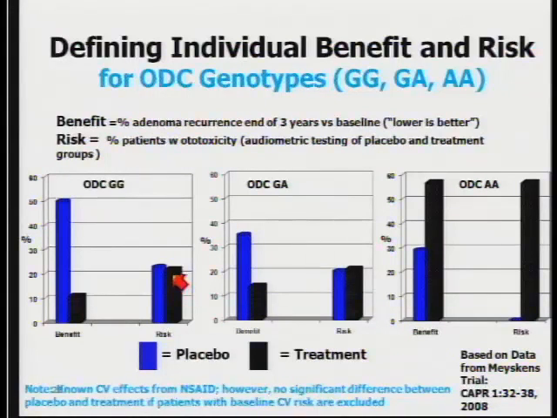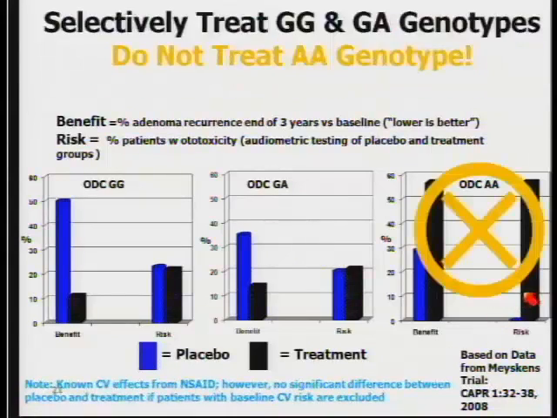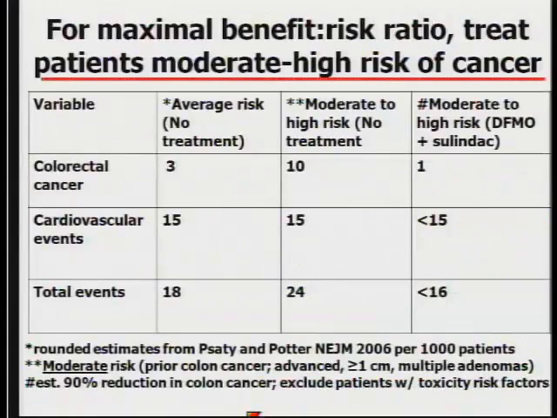If you look at the risk here, and risk is now defined as the ototoxicity, there's absolutely no difference between the treatment and placebo in this genotype, in the heterozygous. Apparently, the majority of the risk is associated with this ODC A-allele, the minor allele, which has a very simple consequence, and that is don't treat that genotype in moving ahead.